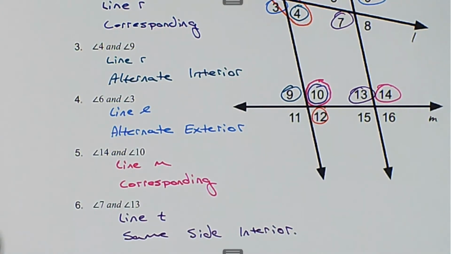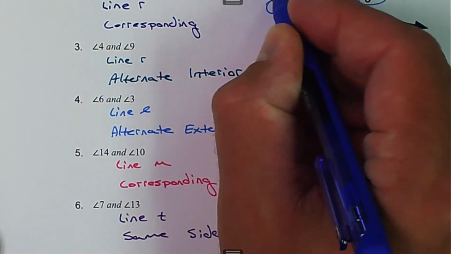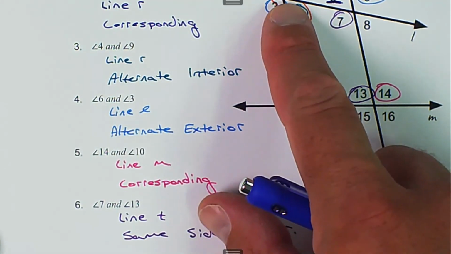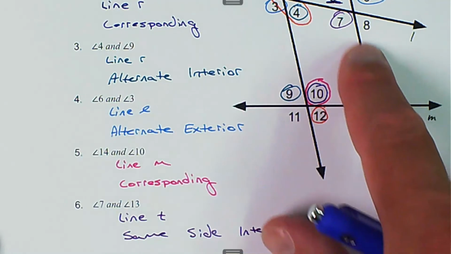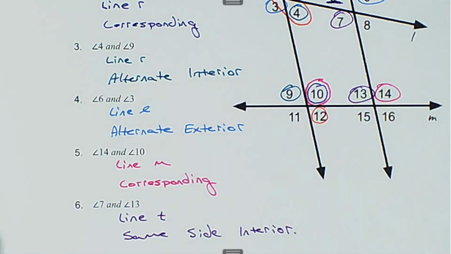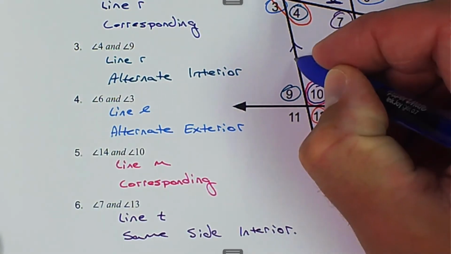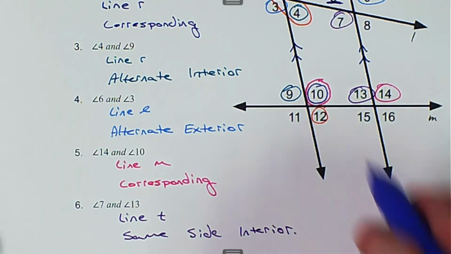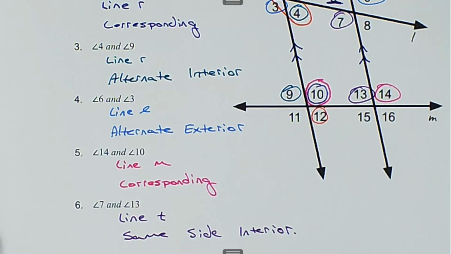Then we have angle 1 and angle 5. If I'm driving up here, 1 is upper left and 5 is upper left. So those are going to be corresponding angles. For this sake, I'm going to say that line R and line T are parallel. So in this case, we can say that corresponding angles are congruent.